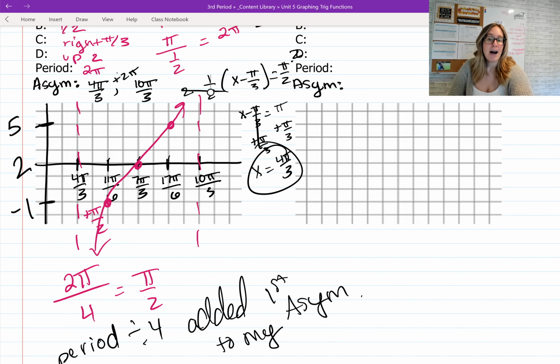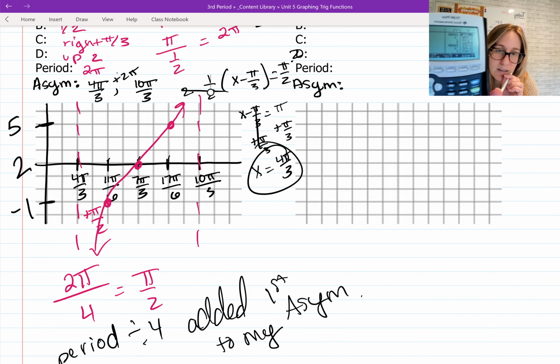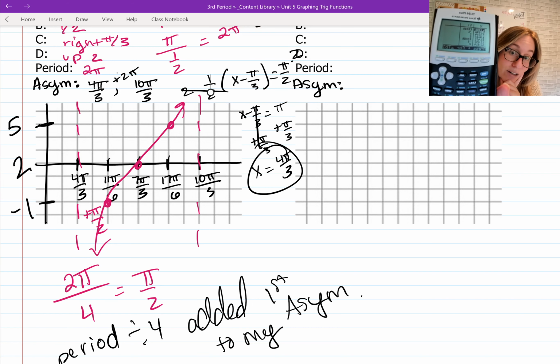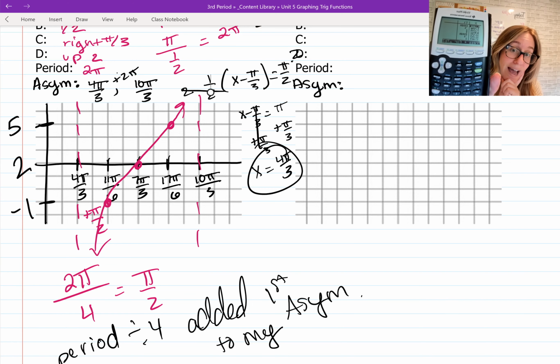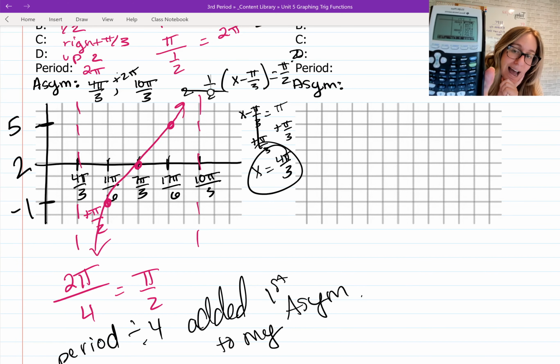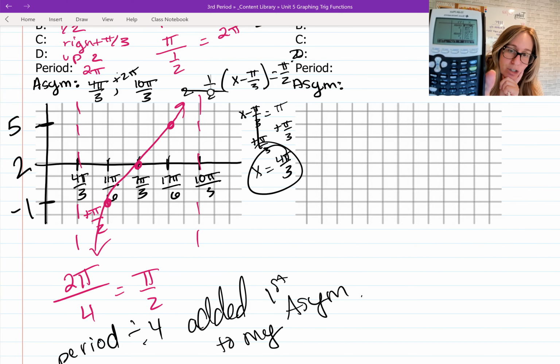I would do mine as pi over 2, because I'm starting at that asymptote and then going up by pi over 2. So I would go down to that second one that says TBL 1, triangle TBL equals, and I would put in pi divided by 2. Then when you go to your table, you can see if you've done it correctly. You should have an error at that first one. You can see mine. Hopefully it focuses. That's telling you that yes, indeed, you do have an asymptote at 4 pi over 3, which is where you told your table to start.